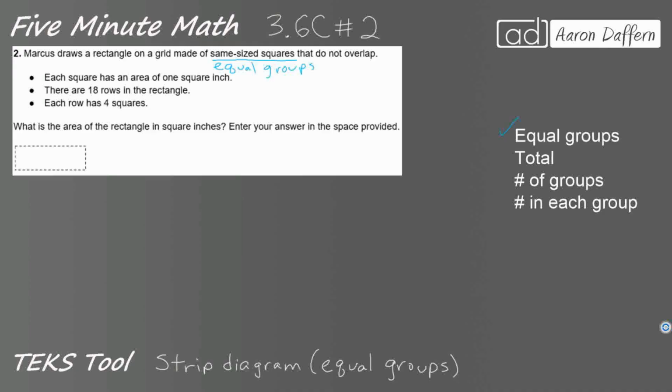And so each square has an area of 1 square inch. So we're dealing with area. And in third grade, we are not formally introduced to the formula for area. That comes in fourth grade. So we're going to treat it as an equal groups strip diagram because we're dealing with columns and rows.